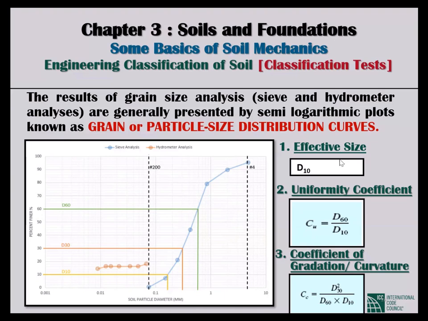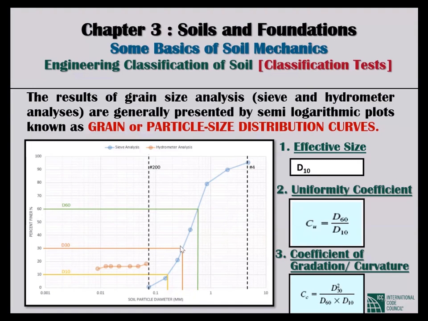From this grain size analysis, we have to find three values for engineering classification. One is D10. We call it effective size. D10 means the size of the particle for which 10% of the material is finer. I will give a very wild example. For example, in a gathering of 100 people, say 10% of the people have a height less than 5 feet. Then we call H10 equal to 5. So from the grain size analysis, corresponding to 10% finer, the diameter coming from the x-axis, we call it D10.